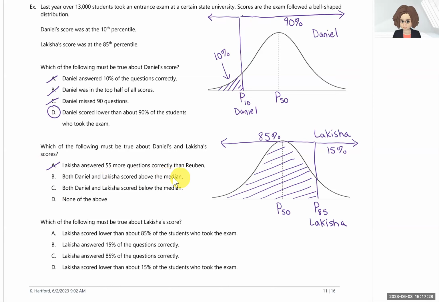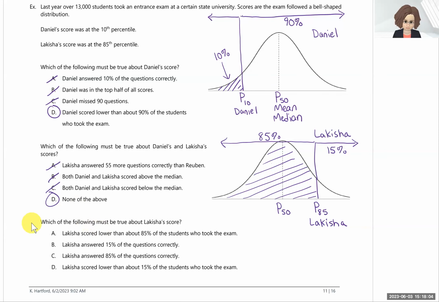So let's discuss median here. The center of a bell curve is the 50th percentile. It's also the mean. It's also the median. That value in the middle position when our data is put in order. So Daniel here actually is below the median. It's Lakeisha that's above the median. So it's not B here. And it's not C. So that one is none of the above.